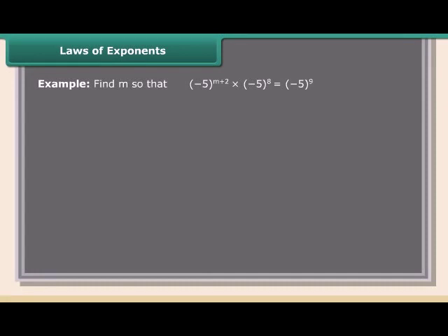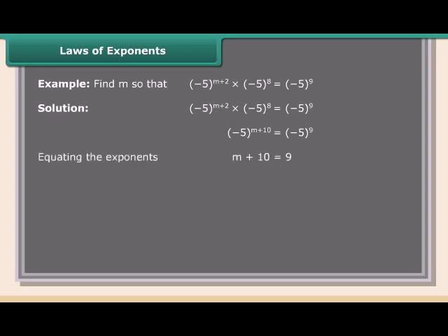Example, find m so that (-5)^(m+2) into (-5)^8 is equal to (-5)^9. Solution, (-5)^(m+2) into (-5)^8 is equal to (-5)^9. (-5)^(m+10) is equal to (-5)^9. Equating the exponents, m plus 10 is equal to 9. M is equal to 9 minus 10, which equals minus 1.